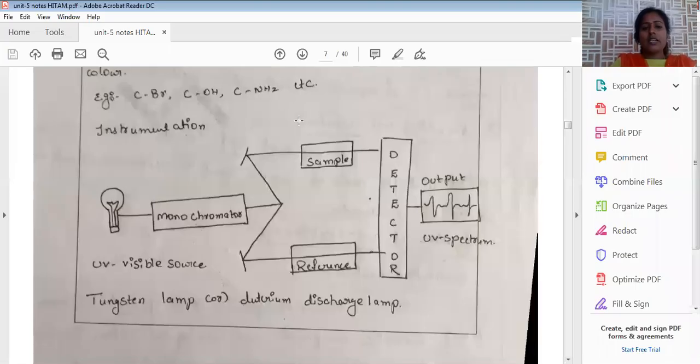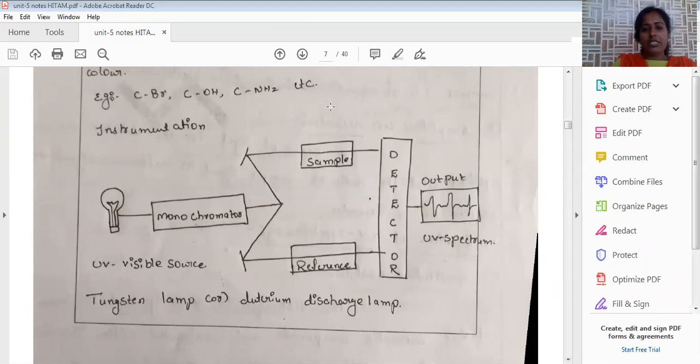Okay, in today's class we are going to discuss electronic spectroscopy. In this electronic spectroscopy, what is the instrumentation of UV visible spectroscopy? UV visible spectroscopy mainly involves the transition of one electronic state to another electronic state. Excitation of electrons from one electronic state to another is possible. That's why UV spectroscopy is also called electronic spectroscopy.